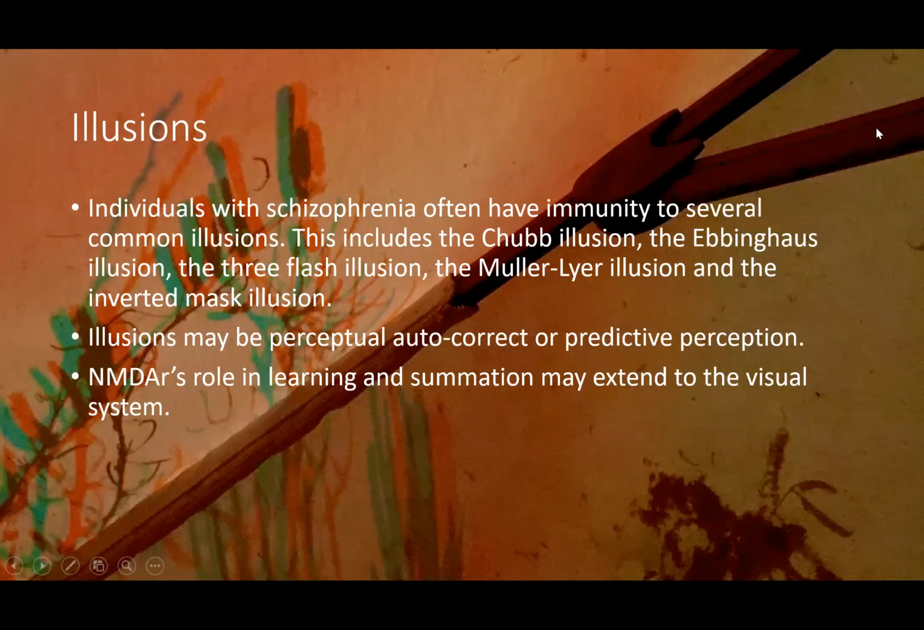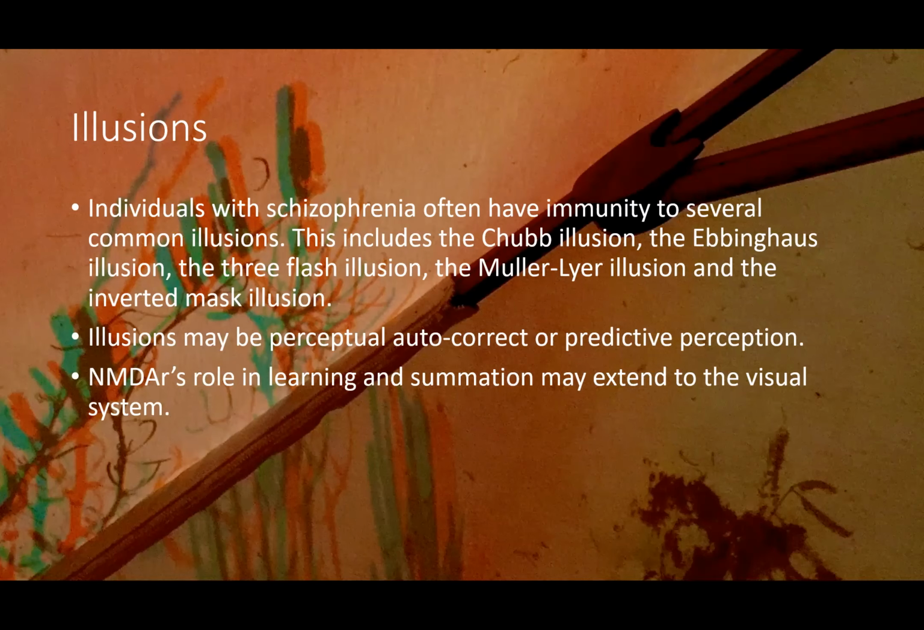Okay, so that was very technical. Now, this might get a little bit more interesting and a little bit less biological and overwhelming. So, illusions. Individuals with schizophrenia often have immunity to several common illusions. This includes the Chubb illusion, which is a contrast based illusion. There's the Ebbinghaus illusion, which has to do with size. I have a picture I'll show you in a minute. The three flash illusion, which I also have a video that I will show you in a minute.